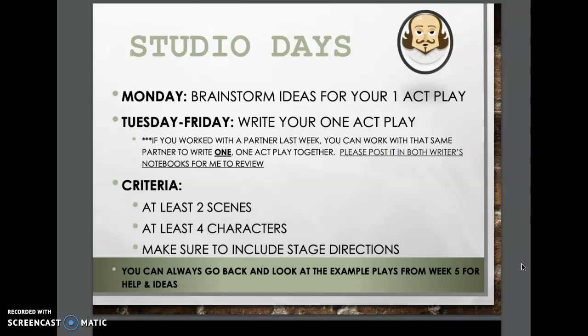So the criteria for this week is we are aiming for at least 2 scenes in our one-act play. We'd like to have at least 4 characters, and we want to make sure that we include stage directions.